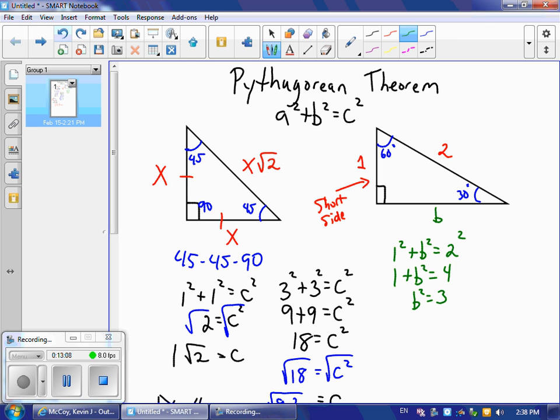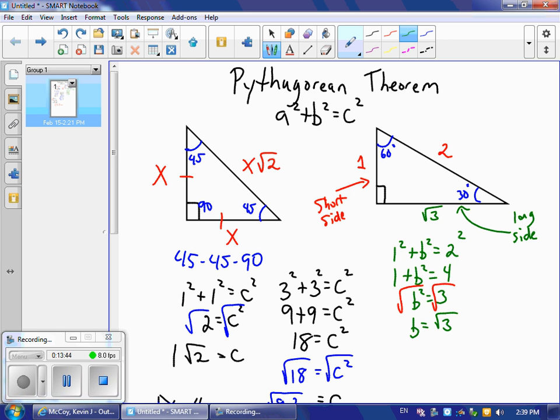So taking the square root on both sides of this equation gives us that B is the square root of 3. Again, that's not a number that we know, so we could use a decimal approximation, but we're going to leave it as an exact value, square root of 3. So our what's called the long side, or the long leg, is the square root of 3.